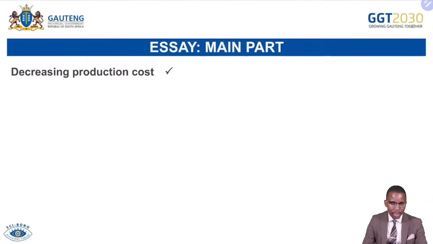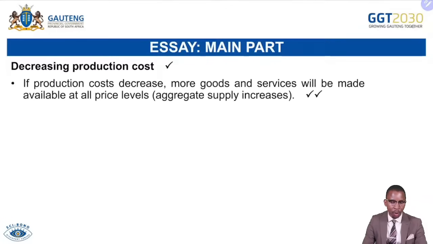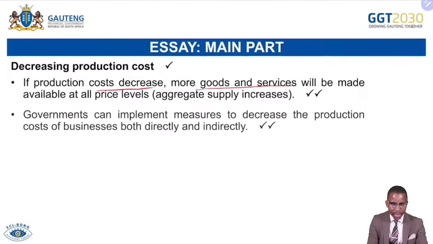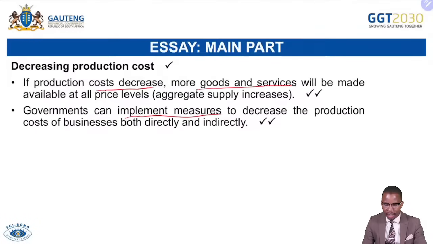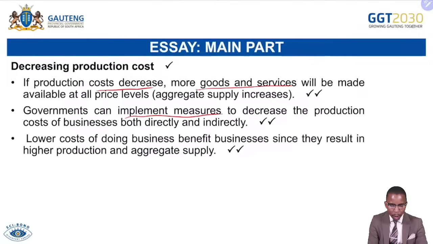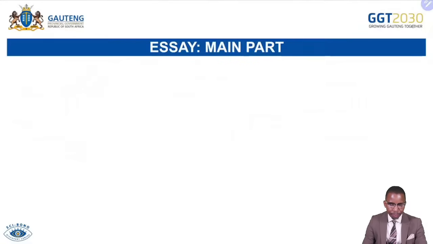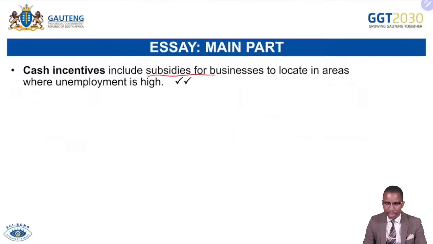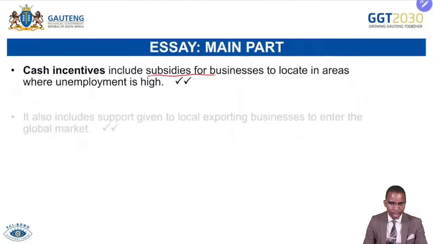Then let's check a decrease in cost of production or cost of doing business. If production costs decrease, more goods and services will be made available at all prices. Aggregate supply will increase, and the government can implement measures to decrease the production cost of businesses, both directly and indirectly. So a lower cost of doing business benefits businesses since it results in high production and aggregate supply. We continue. Cash incentives include subsidies for businesses to locate in areas where there is a high level of unemployment and poverty.